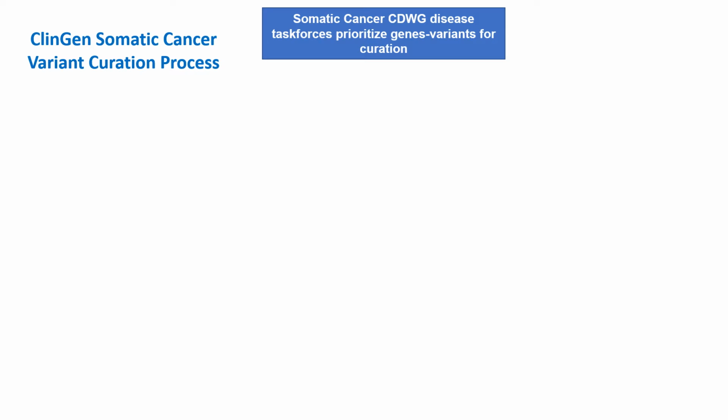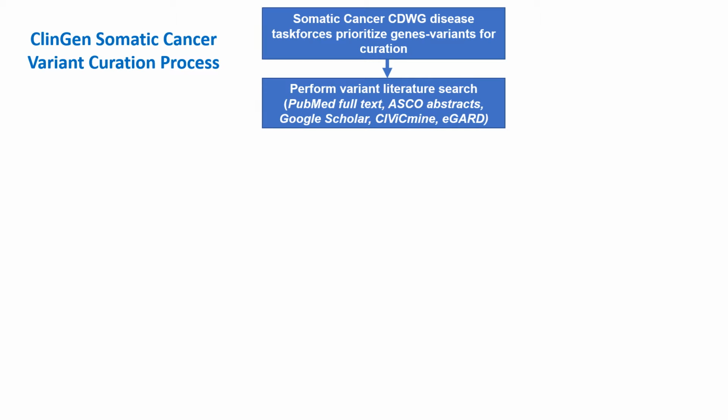Here we outline the ClinGen Somatic cancer curation process followed by our disease task forces and expert panels to curate cancer variants in CIViC. As discussed before, we first prioritize genes and variants commonly altered in the cancer type of interest. We then perform a systematic scientific literature search to identify and shortlist appropriate papers that contain information about the gene and variant of interest, as well as some supporting clinical or preclinical evidence within the context of a disease for further curation.